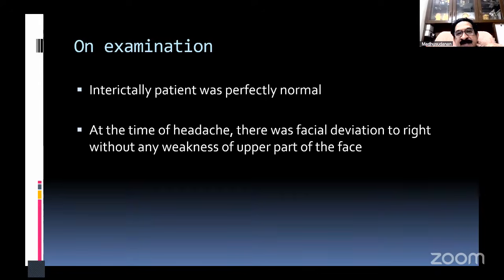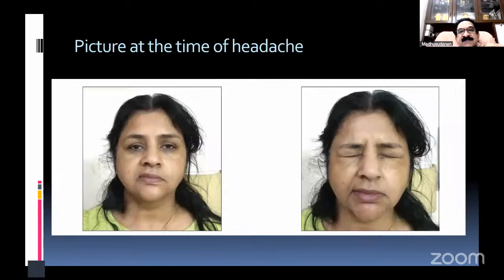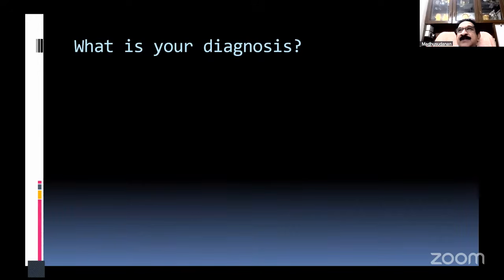At the time of headache, there was facial deviation to the right without any weakness of the upper part of the face. So this is the picture of the patient at the time of headache. You can see the right lower face was deviated to the right. There is no problem in the eye closure. That is normal. So what do you think the patient is having?